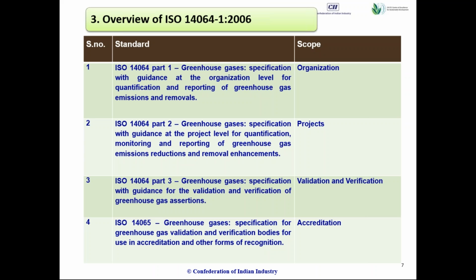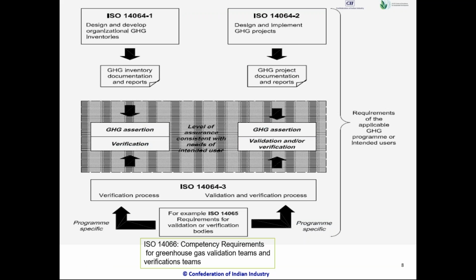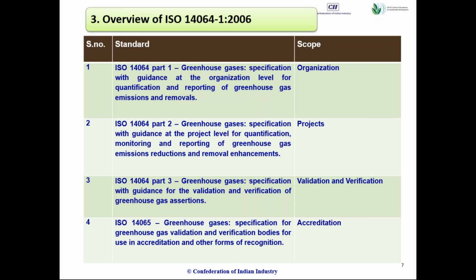Now we will start our discussions on GHG emission inventory. The relevant standard for GHG emission inventory is ISO 14064. ISO 14064 has three parts. The first part is at the organization level. In other words, in the first part, they describe how to calculate GHG emissions of an organization. So ISO 14064 part 1 talks about calculating GHG emissions of an organization.